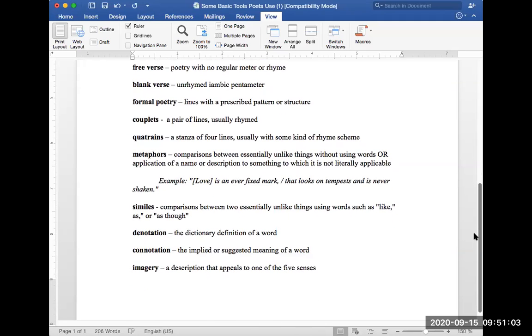Denotation is the dictionary definition of a word. Connotation is the implied or suggested meaning of a word. So the word fat has a very negative connotation. It's very pejorative and kind of mean. The word voluptuous suggests somebody's curvy and very attractive. So in some ways, those words mean the same thing. They have the same denotation, but they have very different feelings.